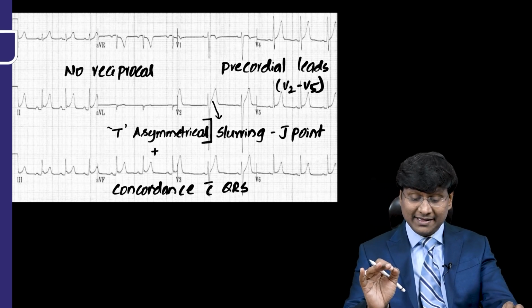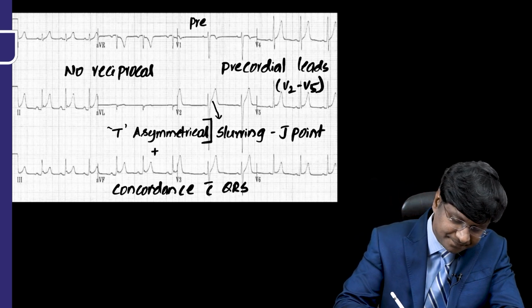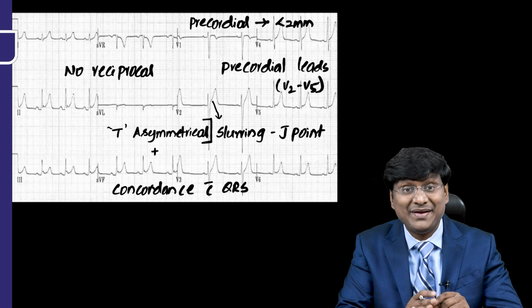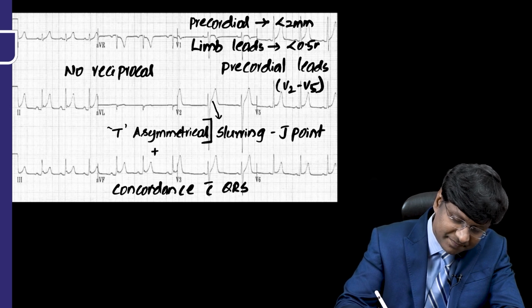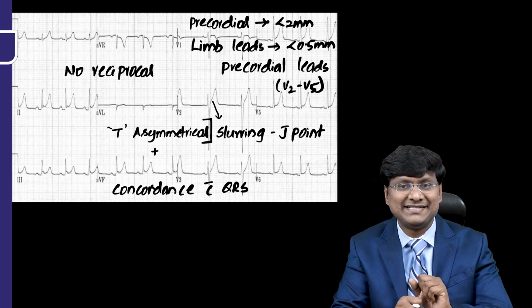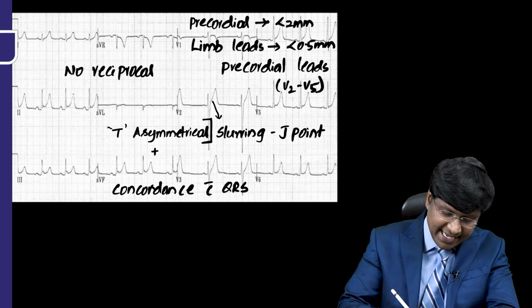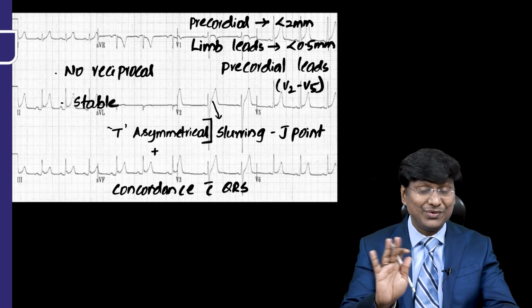And what will be the degree of ST segment elevation? In the precordial leads, the degree of ST segment elevation will be less than 2 mm, whereas in the limb leads, it will be less than 0.5 mm. And you have to remember that the ST changes, whatever have developed, are stable over time. There are no dynamic changes.